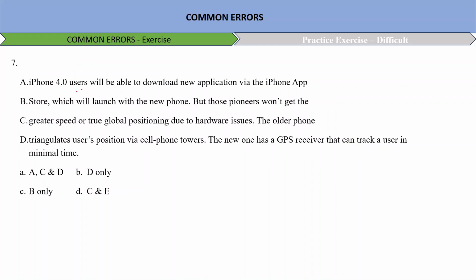Next question. iPhone 4.0 users will be able to download new applications via the iPhone app store, which will launch with the new phone, but those pioneers won't get the greater speed of true global positioning due to hardware issues. The older phone triangulates users' position via cell phone towers. The new one has a GPS receiver that can track a user in minimal time. Where does the error lie? Try to figure it out.